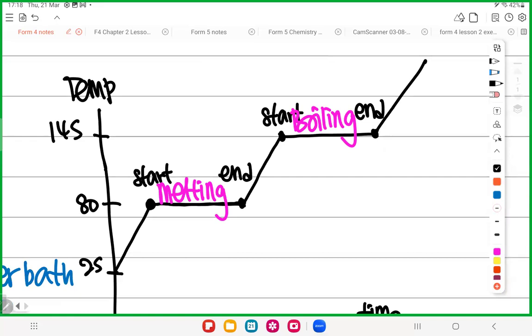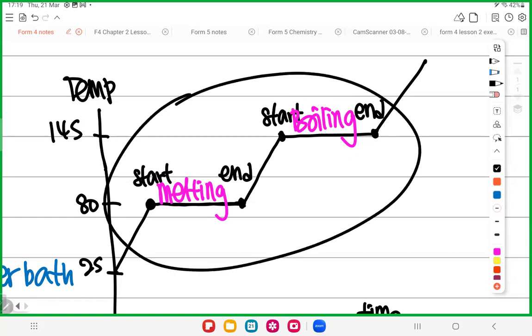So now we need to go deeper. What happened at here? What happened at here? And what happened at here? Because in the last lesson, we only learned, at here, what is it? Solid. At here, solid and liquid. At here, liquid. At here, liquid and gas. At here, gas. That's it. We only learned solid, liquid, and gases at different regions.